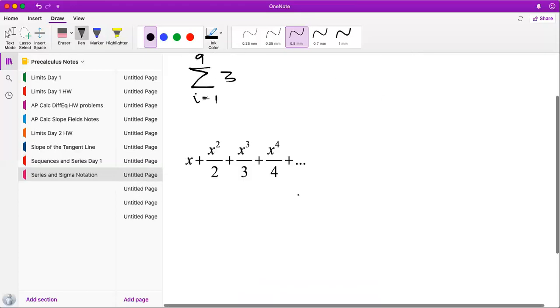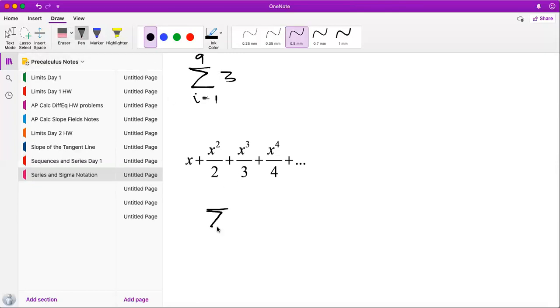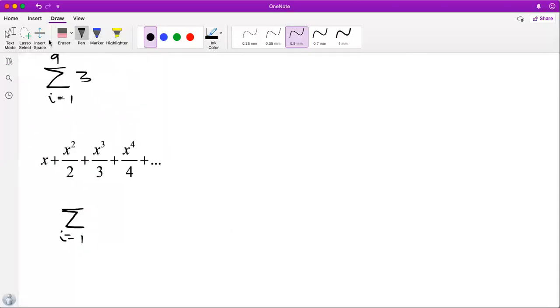But I can do it in a similar way. Start at 1. This time, this dot, dot, dot here, let me redo that because that was terrible. The dot, dot, dot means that there's an infinite number of terms. Like it just goes on forever.